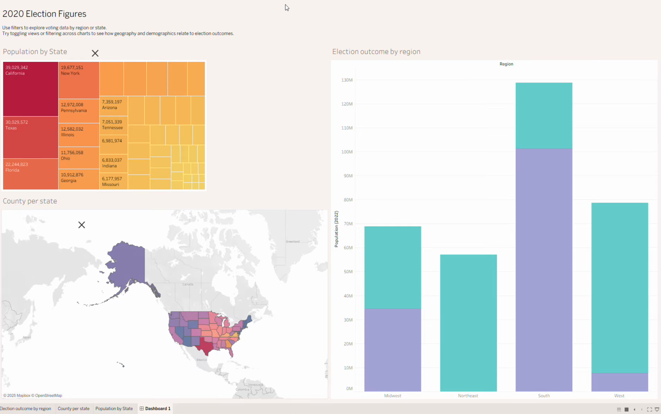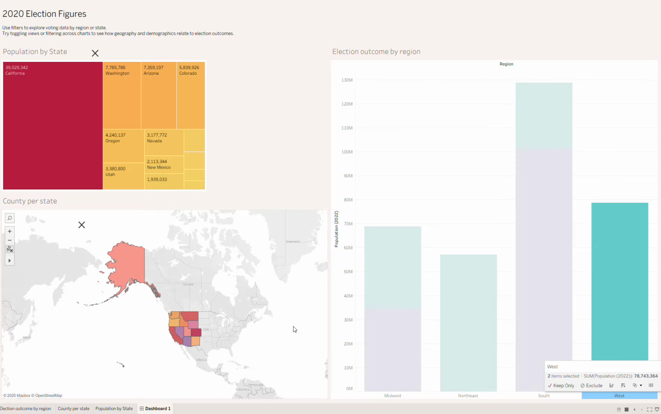Now we are going to go on and use some of the filters. So if we apply a filter to the stacked bar chart by selecting the West region, it changes both the map chart and the tree map. When we do this, we isolate voting for states like California, which is the biggest one here at almost 40,000 people, and Washington at about 8 million. Sorry, California is 40 million.